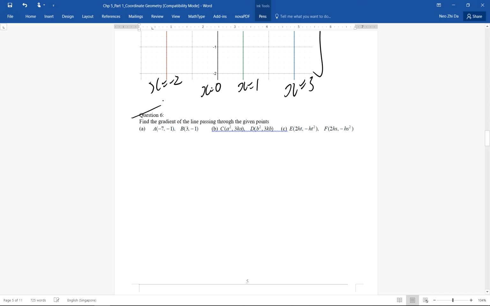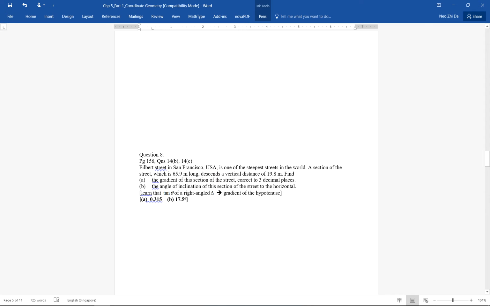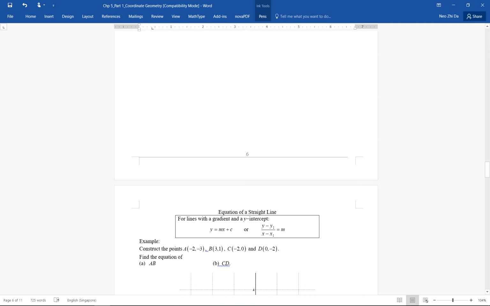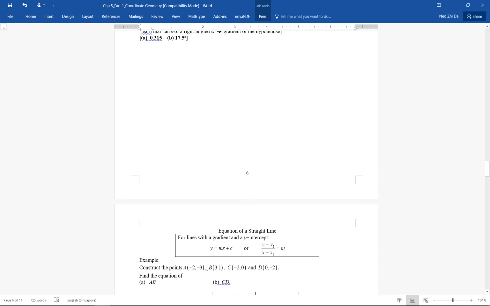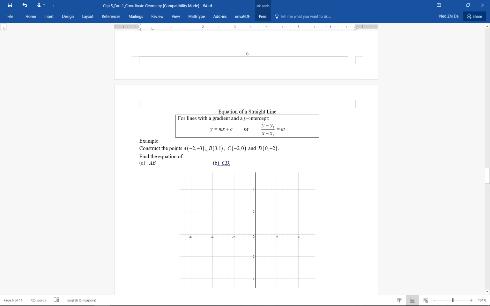Homework: questions 6, 7, 8. For 8, you got to use the rise over run. So you settle these first. Next recording, I will show you the solutions. Then I will cover equations of straight line. This is very, very important. It will lay a foundation for your A Maths coordinate geometry. That's it.